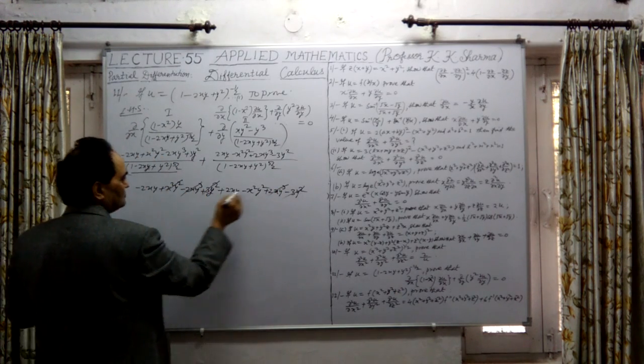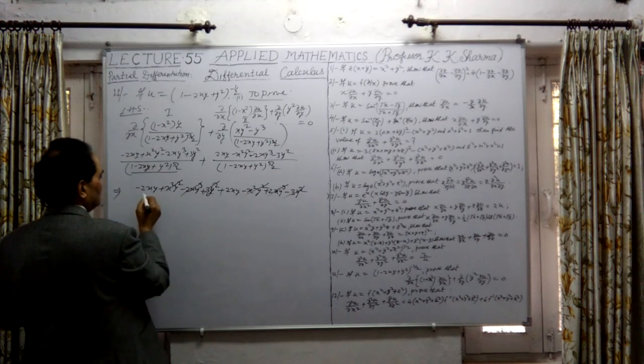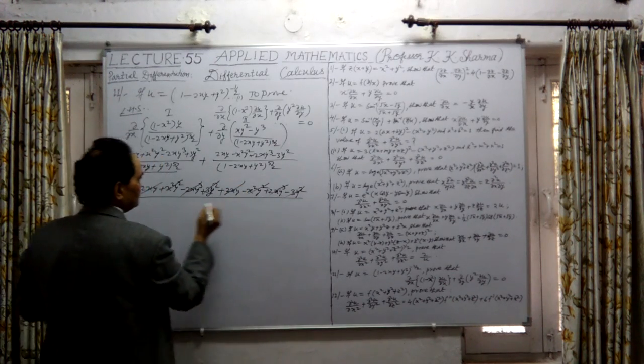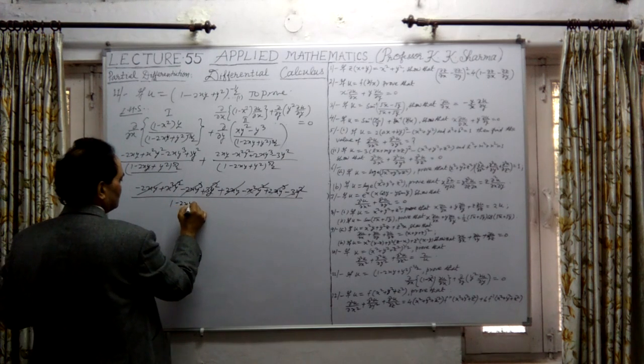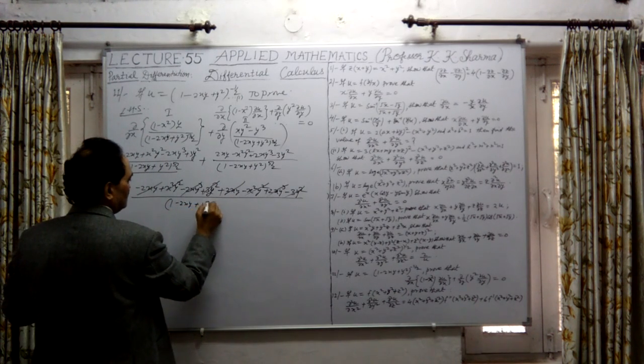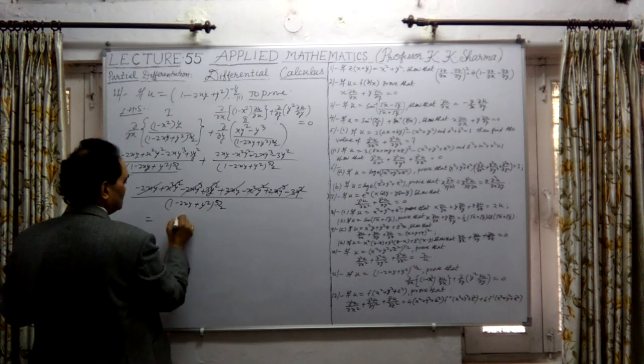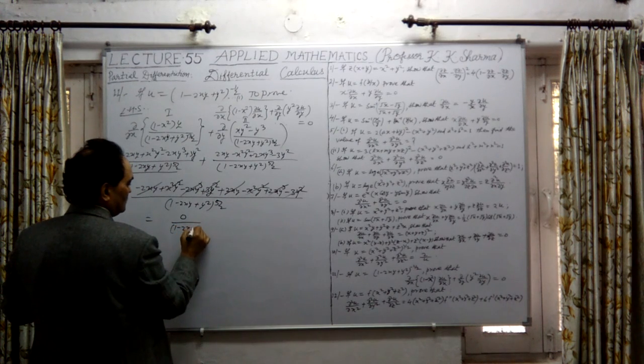This is plus x square y square. This is minus x square y square, minus twice x y. This is plus twice x y. So the numerator is 0, divided by 1 minus twice x by plus y square whole power 5 by 2. This is 0 upon something, which is 0. 0 upon this value.